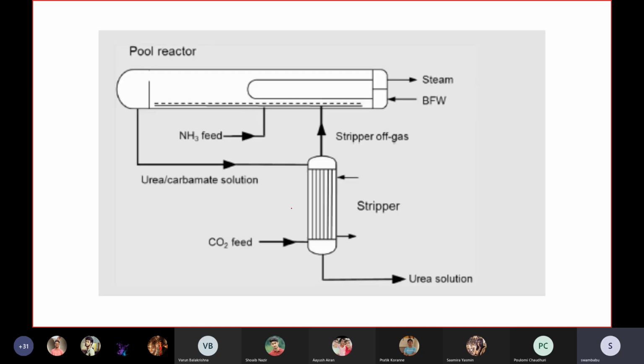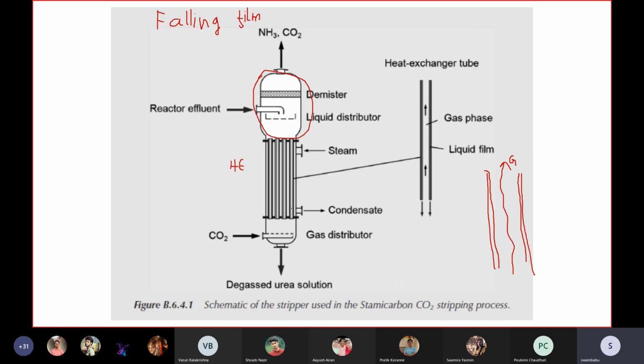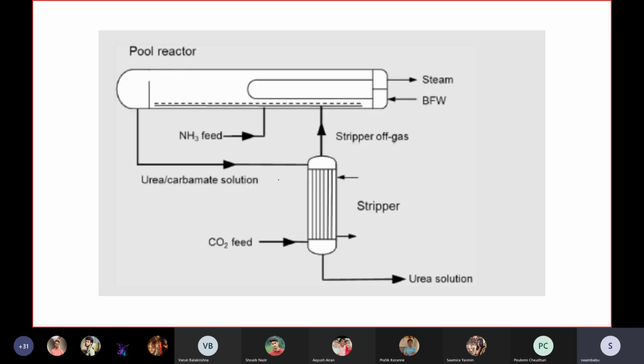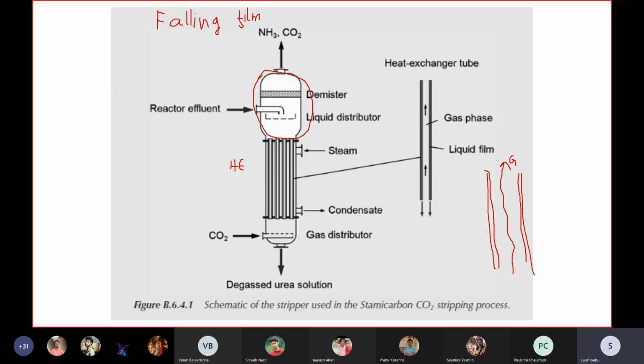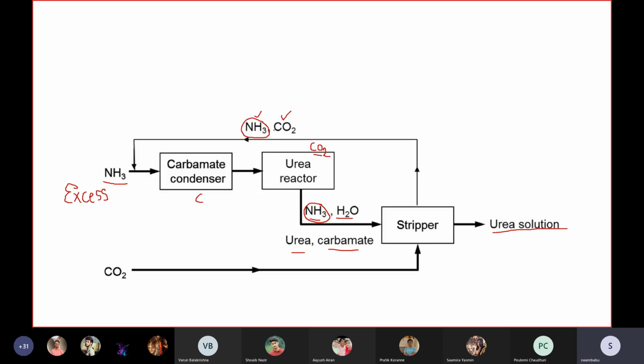This is another type of reactor design, where we have a reactor separately and the stripper separately, followed by the stripping section. So that's the way we can achieve the complete conversion of ammonia in the urea reactor, by supplying excess ammonia and by stripping with CO2. That way we're able to completely consume all the reactants. Most of the modern industries follow this route.